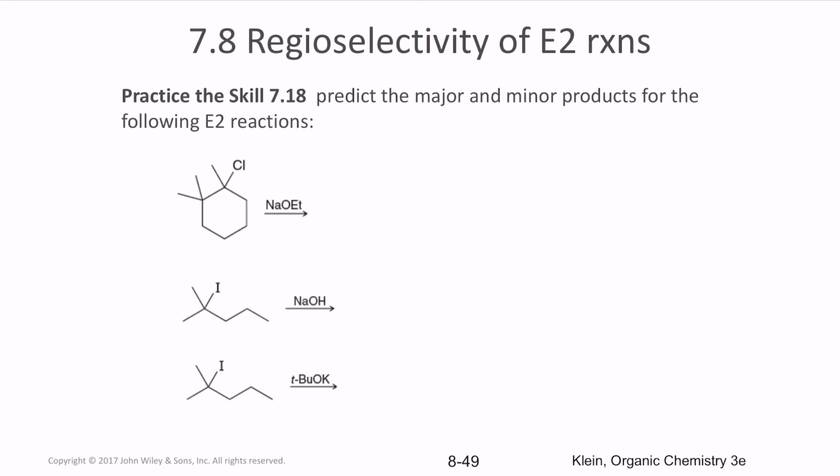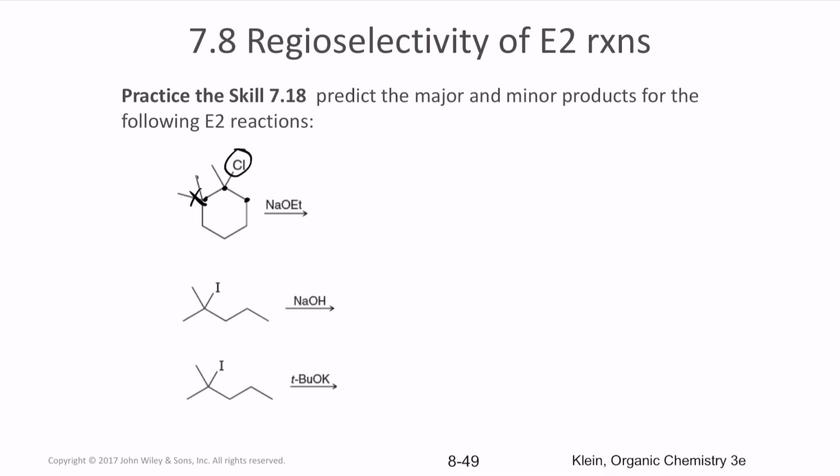So let me do the first one. You have sodium ethoxide and you have chlorine here. Now you're looking for the more substituted carbon. So this is the alpha carbon and this is the beta carbon. Remember that the beta carbon should contain a proton, so we have to check whether it does. The beta carbon here already has 4 bonds and does not have any other protons, so this will not work.